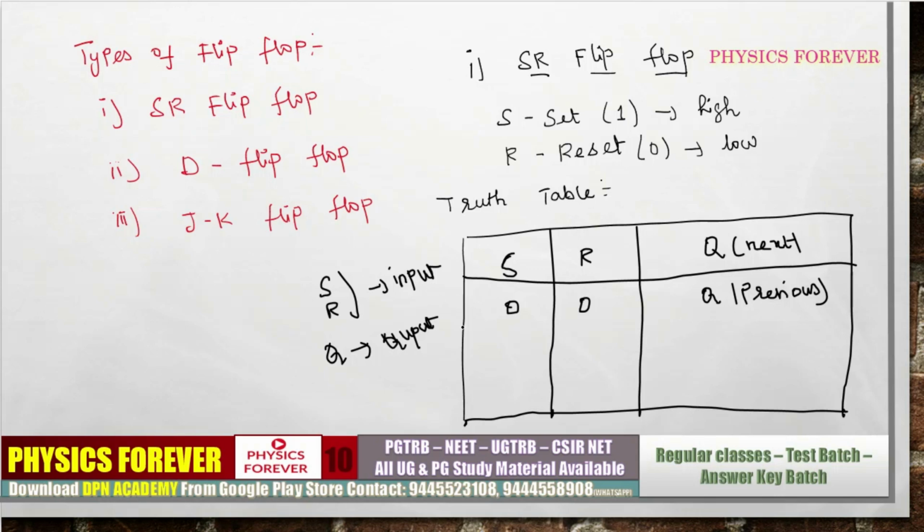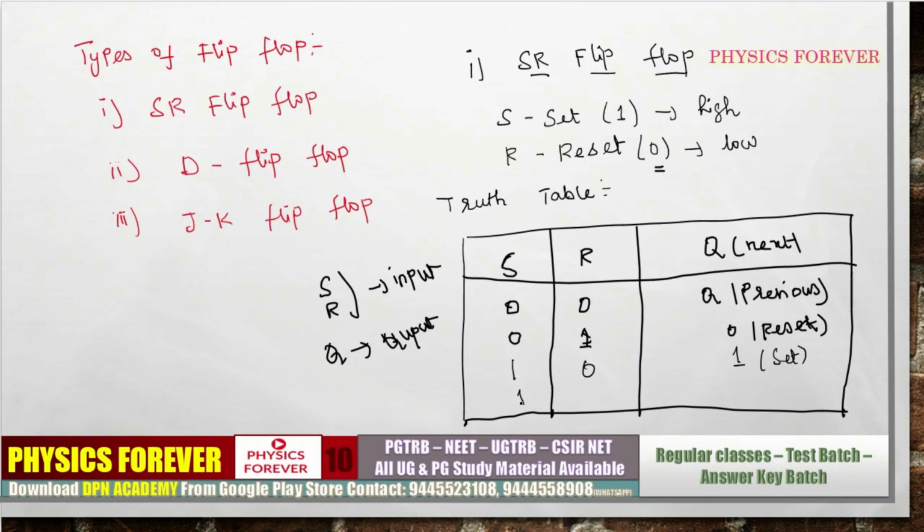So similarly, if S equal to 0 and R is equal to 1, in this case, 0 means I have already said, there should be a reset. Okay, reset. Then if S equal to 1 and R is equal to 0, then the output value will be 1. 1 means high, that should be a set.